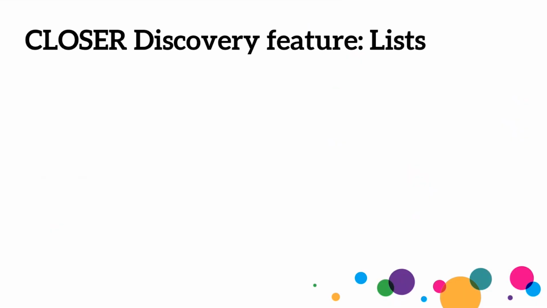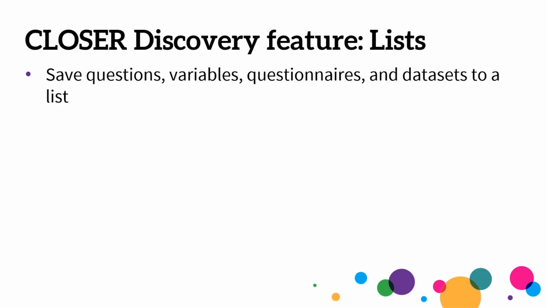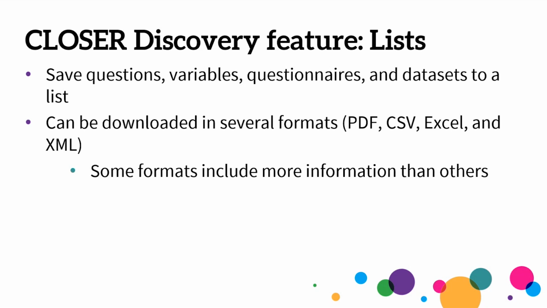As I said, there's a wealth of rich questionnaire and dataset metadata on Closer Discovery, but how can we keep a record of all the information that we've found that we're interested in? Well, this is where our list feature comes in, as it allows you to save questions, variables, questionnaires and datasets to a list. These lists can be downloaded in several formats: PDF, CSV, Excel and XML files. Some of those have more information than others, and I'll show you examples of each of these different formats later on in the demonstration.